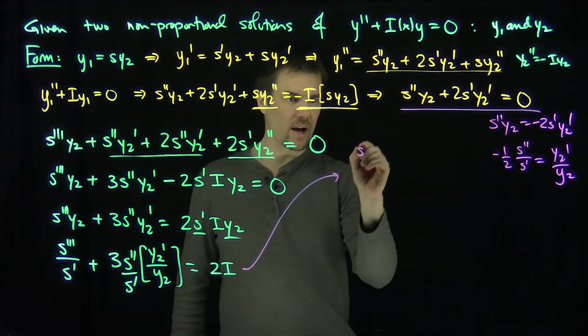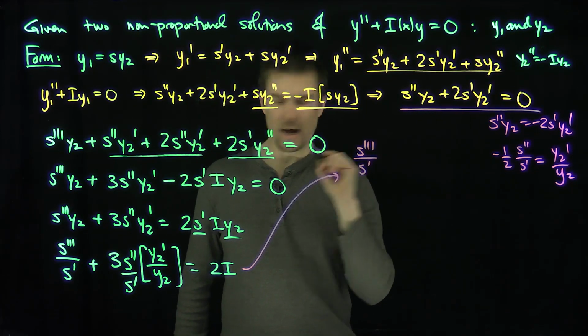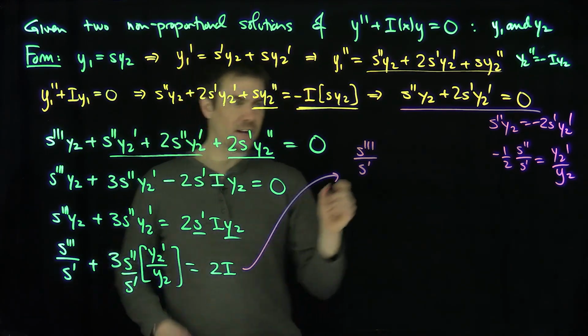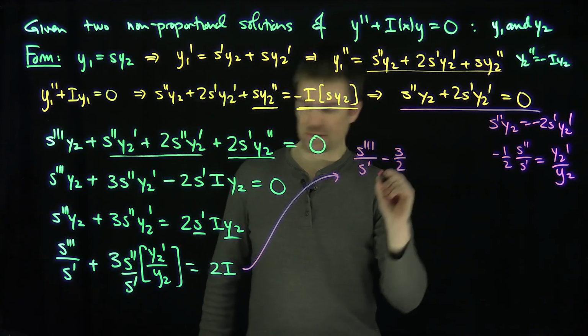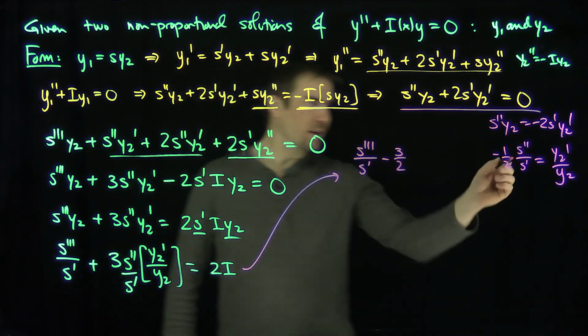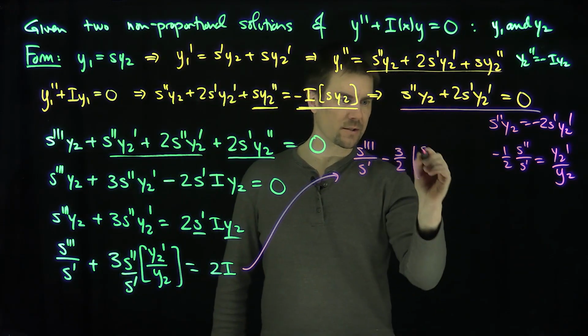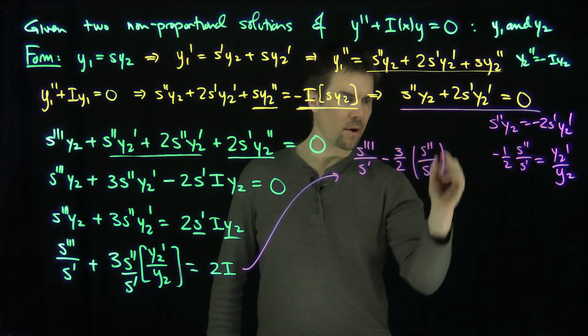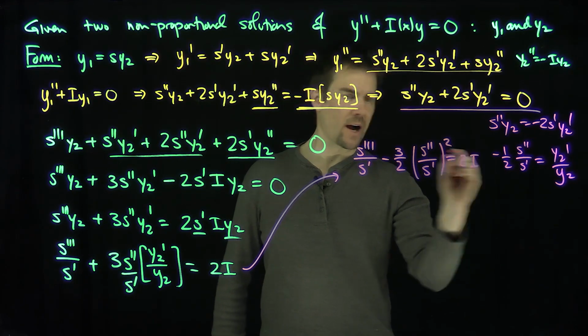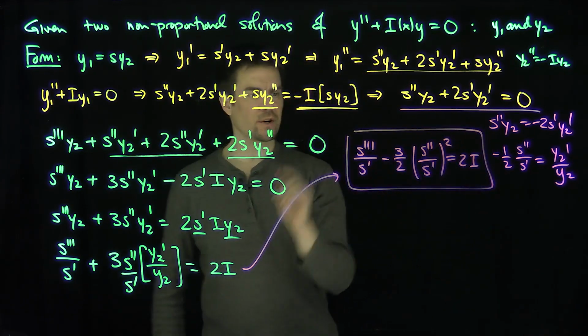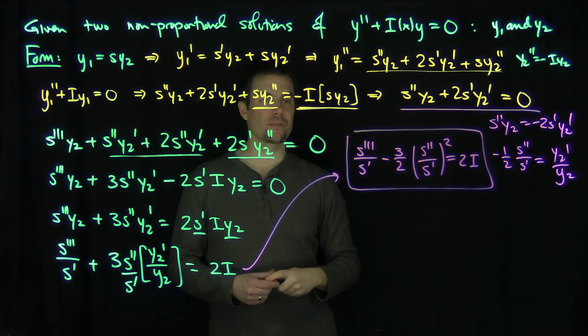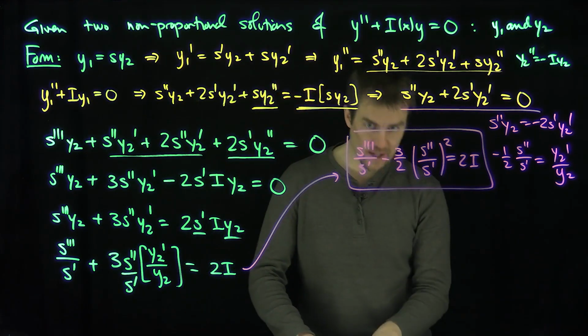This is going to simplify to s triple prime over s prime, and then I'm going to have a negative 3/2. I have an s prime prime over s prime, and then s prime prime over s prime, so it's going to be an s prime prime over s prime quantity squared, and that's going to be equal to 2i. So I've transformed the equation into this equation for s, and so if I can find this equation for s, I can use this to find the proportionality constants for a solution.